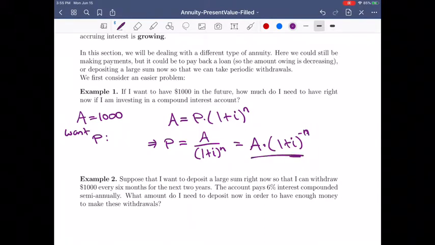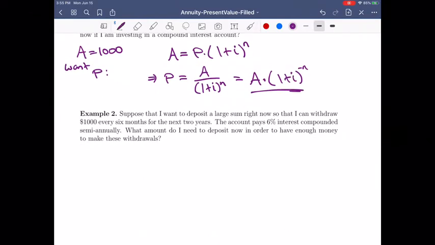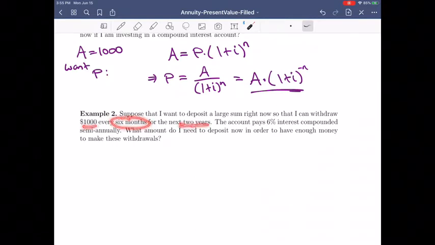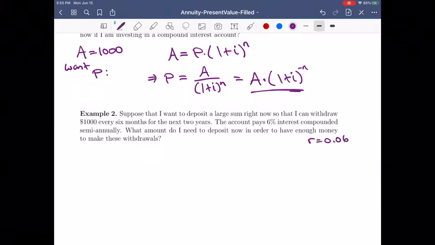We're going to be using this, and then the same idea that we did in the last video. Suppose I want to deposit a large sum right now so that I can withdraw $1,000 every 6 months for the next 2 years. So twice a year for 2 years, that's 4 times in total. The account pays 6% interest, so r is 0.06, and it's compounded semi-annually, so again it has to match, that's twice per year. How much do I need now in order to have enough money to make these withdrawals?